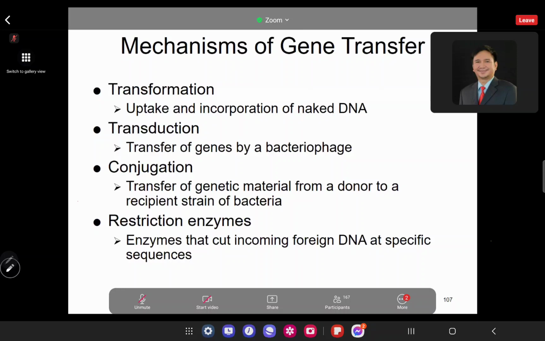While conjugation is the direct transfer of genetic material from a donor to a recipient bacterial cell through a sex pilus. Remember what I told you, through a physical connection through a sex pilus. While restriction enzymes, they recognize specific DNA sequences and cut foreign DNA to protect against infection.